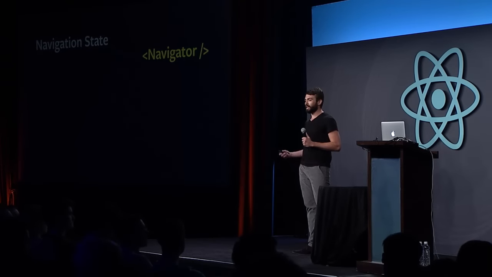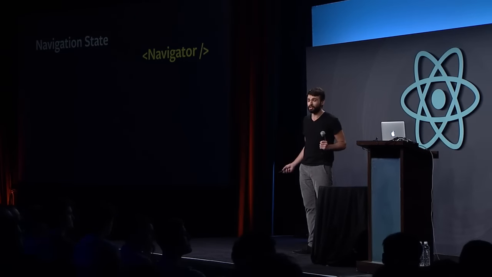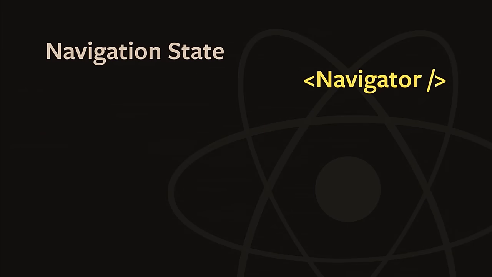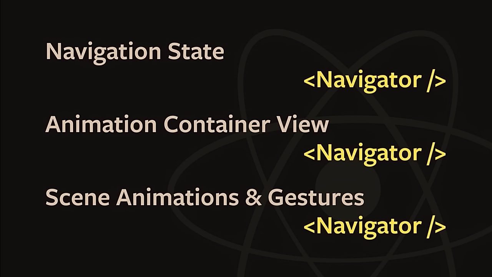Now, how have things worked up until this point? Currently, the navigation state is stored inside of the navigator components, which means it can be scattered across your app. Now, the navigator does do one thing well. It acts as the animation container view for coordinating animations between a set of scenes. However, the gestures and animations of each card are also handled by the navigator, which makes them super difficult to customize. So we need to decouple these problems.